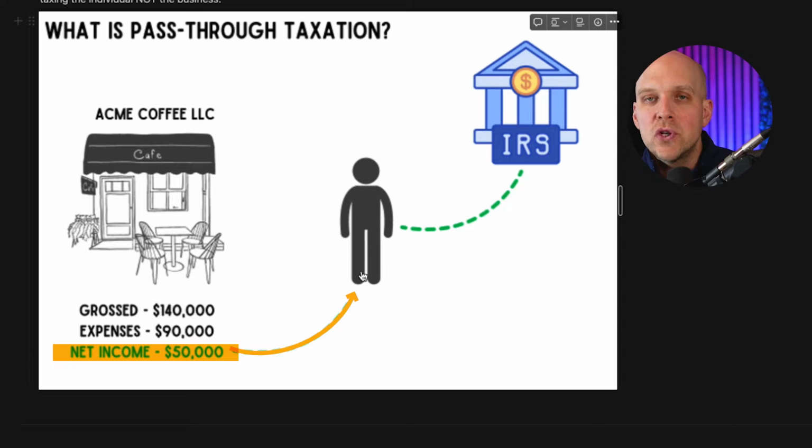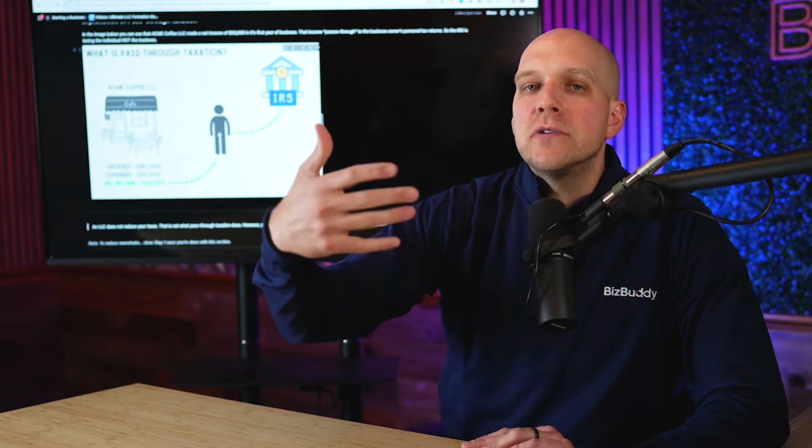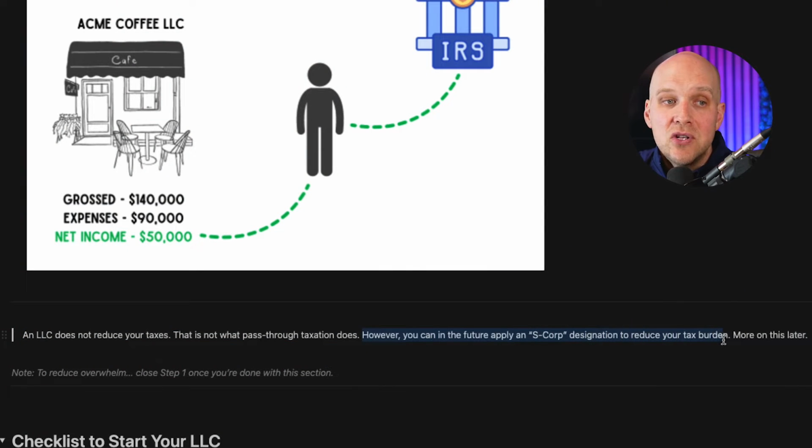Sometimes this is referred to as flow-through taxation. So just know that that's going to show up on your personal tax return, and then the IRS is taxing your personal tax return. The reason this is important is because sometimes people get a little bit confused here. But it's helpful because it's actually much easier and more affordable to have that pass through to your personal tax return. When you get an S corporation or a C corporation, it becomes a little bit more complicated because it's not going to pass through in the same way. But in the future, you can apply an S Corp designation to your LLC to reduce your tax burden.